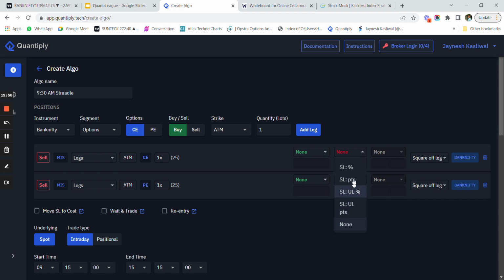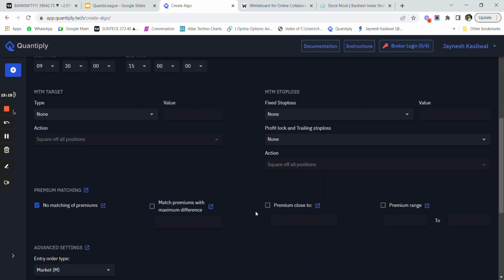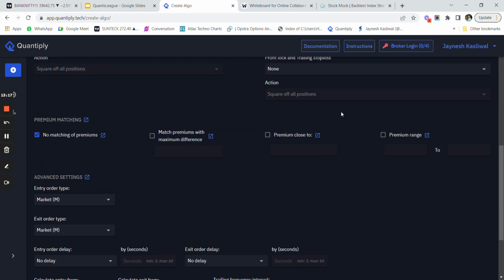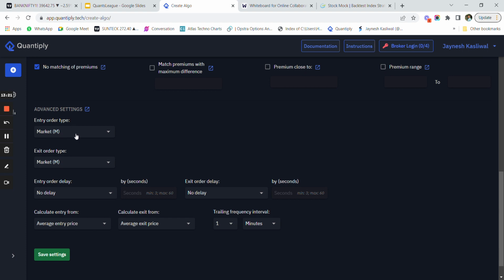Now I have to add SL percentages. That is 10% SL, 10% SL. Now 9:30 does not have a trailing SL, so there is not an issue here. Now we are moving SL to cost. Timing is 9:30 a.m. and running the strategy till 1500, that is 3 p.m. Other than that, there are no settings that we have to change. We can keep everything the same.